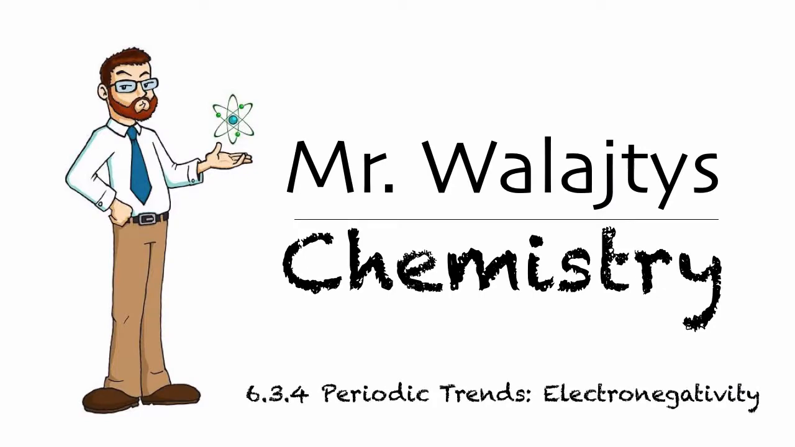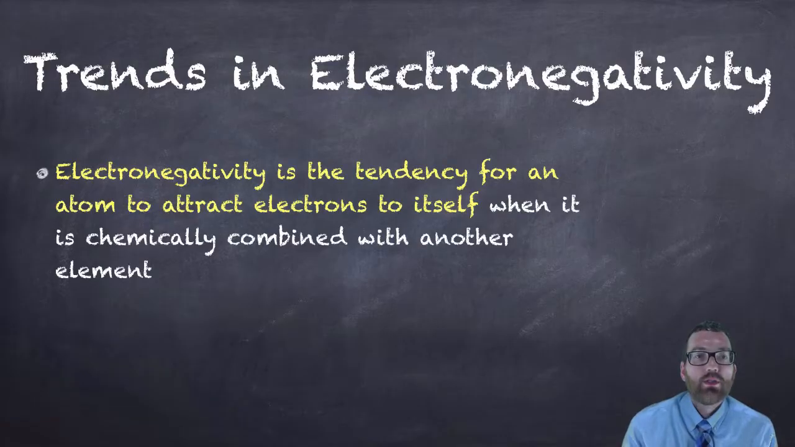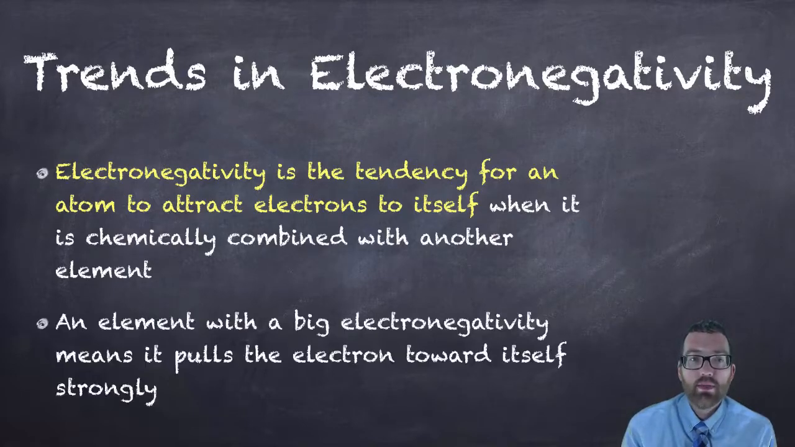Our next trend is electronegativity. So electronegativity is the tendency for an atom to attract electrons to itself when it's chemically combined with another element. You can kind of think of it as greediness for electrons. The more greedy an atom is for electrons, the more likely it is to steal electrons and put them in their valence shell rather than lose electrons out of their valence shell.